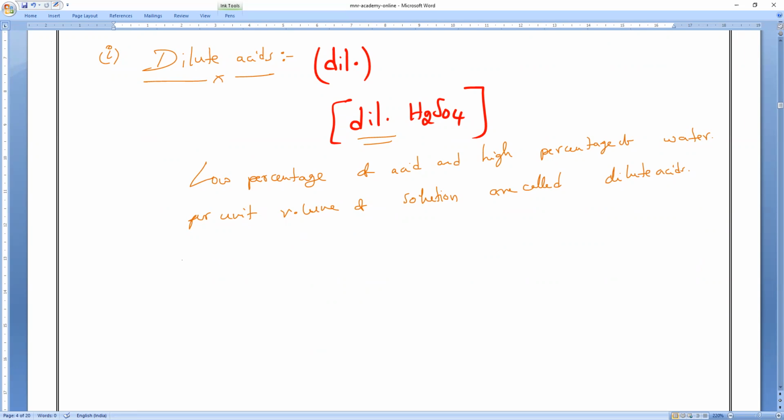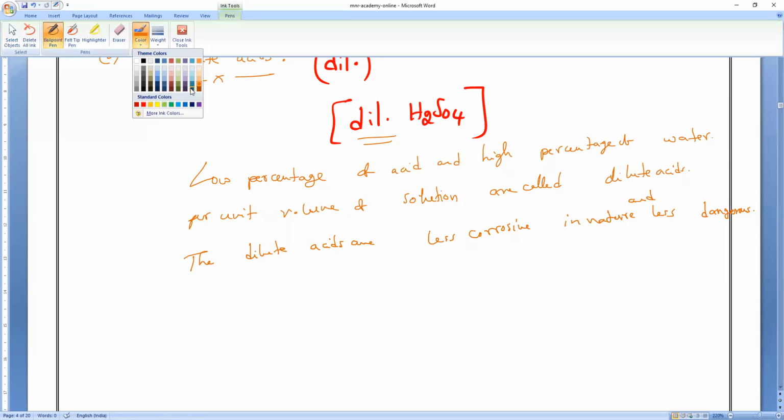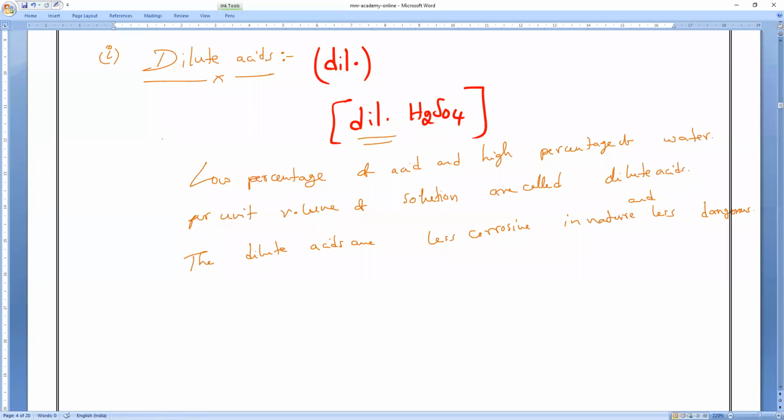Now tell me, are dilute acids more dangerous or less dangerous than concentrated acids? Less. Dilute acids are less corrosive in nature, and they are less dangerous. But still it is harmful, so be very careful. That is why in most school laboratories, which acids are we using, dilute or concentrated? We are using the dilute acids.